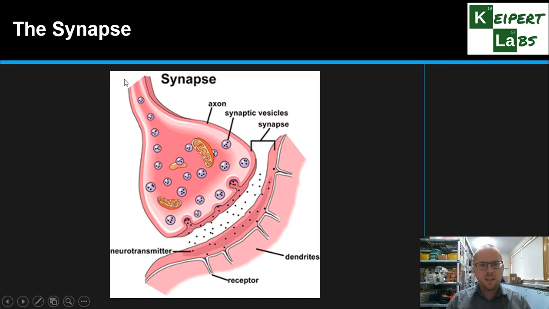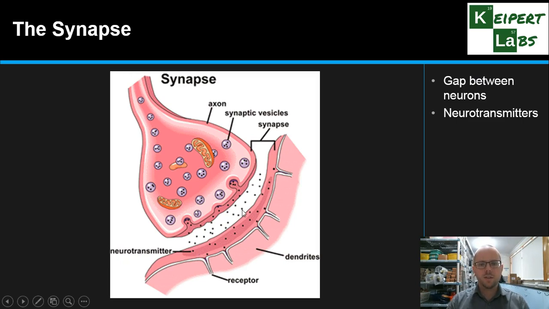So the idea is that the signal travels through this axon and it needs to jump across to this other end, but they aren't physically touching. And so what we need is a way to pass the message along across the gap in a way that doesn't need a physical touching connection. And that's where we use, at the synapse, the gaps between neurons, what we call neurotransmitters.